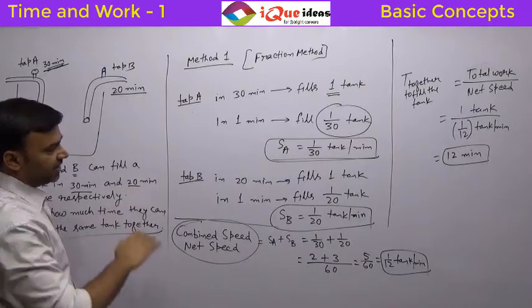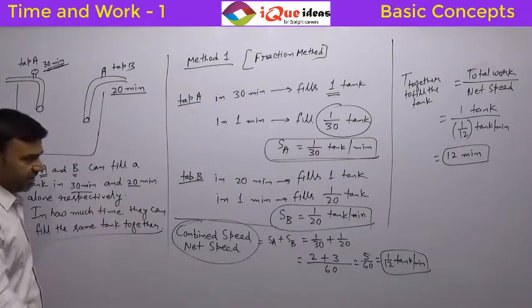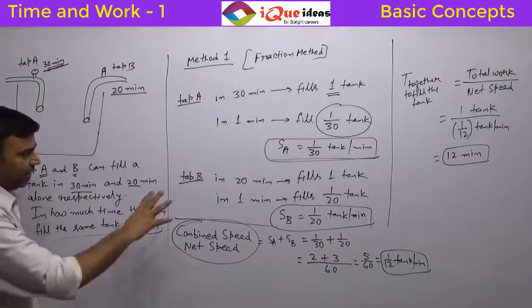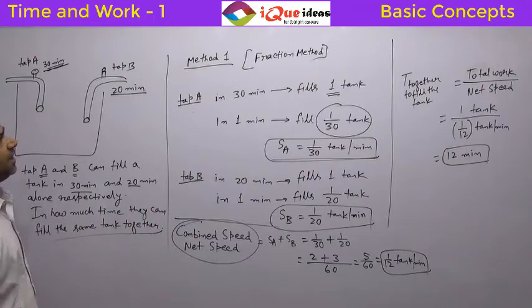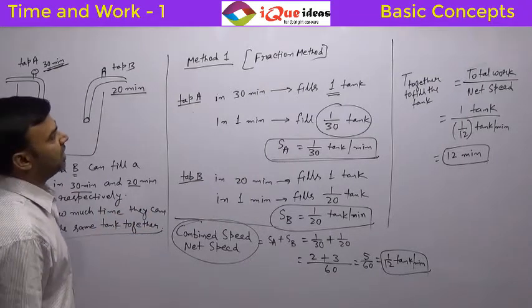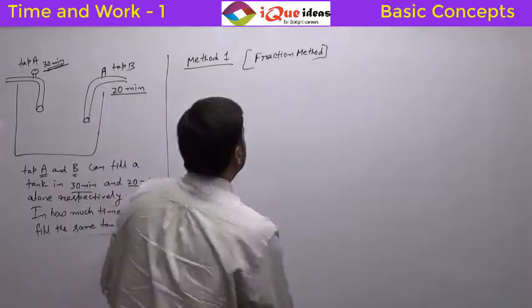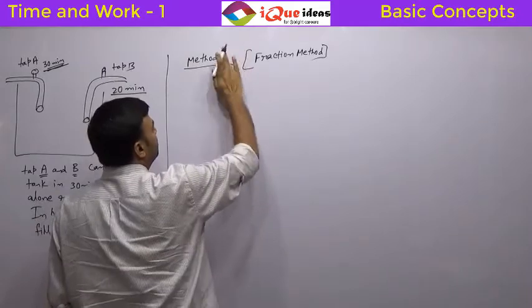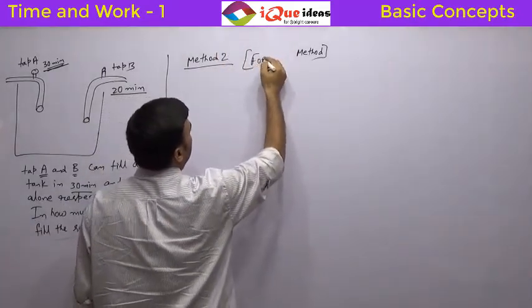Alright, so this was the fraction method. Now, let's reduce the length of this process. This is always going to take a longer time. It will take a lot of space and time also. So we'll reduce the whole process, and we'll create a formula. Alright, so I will call it method 2 now. It is actually the extension of the fraction method, but we'll create a formula from here.